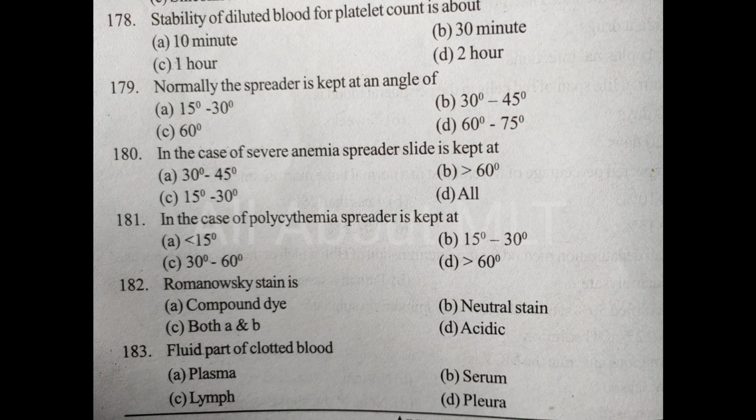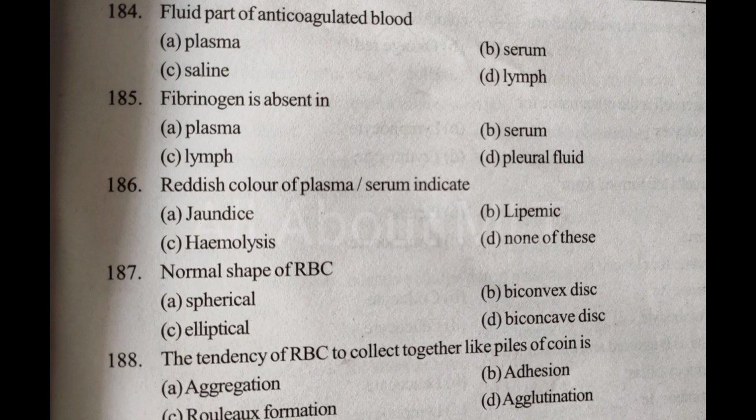Fluid part of clotted blood, option A plasma, option B serum, option C lymph, option D pleura. And the answer is option B serum. Fluid part of anticoagulated blood, option A plasma, option B serum, option C saline, option D lymph. And the answer is option A plasma. Fibrinogen is absent in option A plasma, option B serum, option C lymph, option D pleural fluid. And the answer is option B, serum.